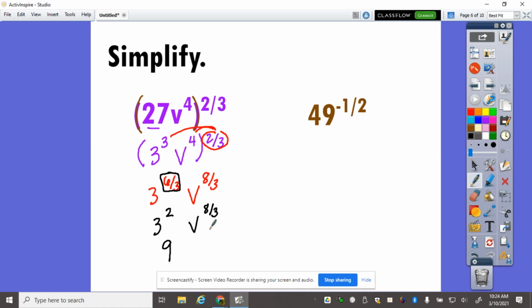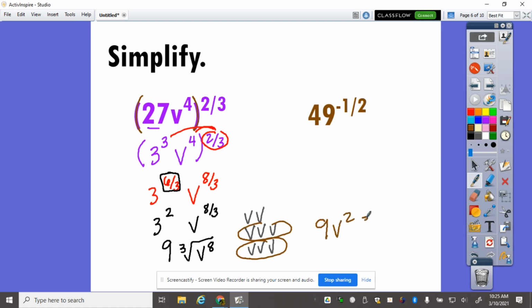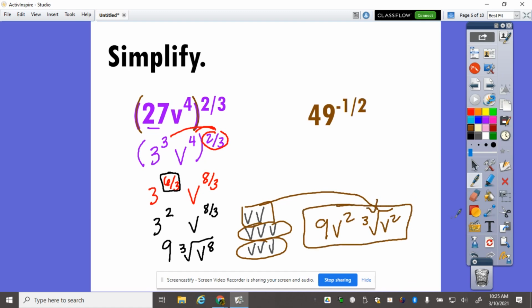But this one here can be placed in radical form, with the cube root of v to the 8. Since there are 8 v's, I can come up with 2 groups of v's there, so a v squared will come out. So it will be 9v squared, cube root of v squared, because this v squared here will stay inside. And that's the answer.